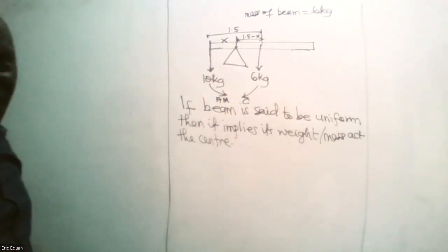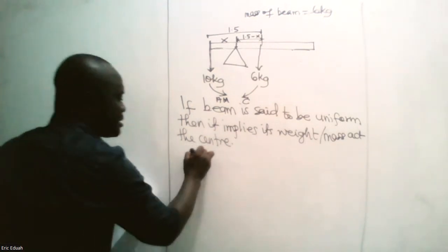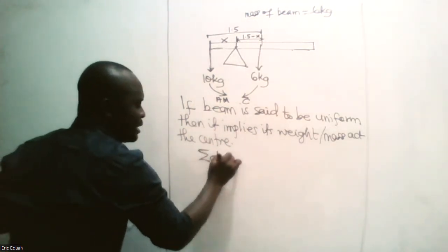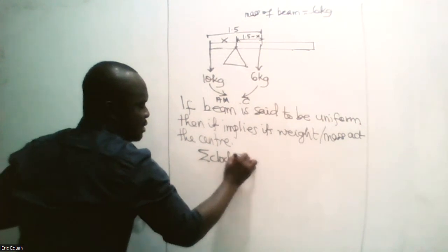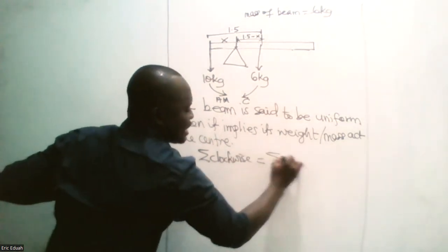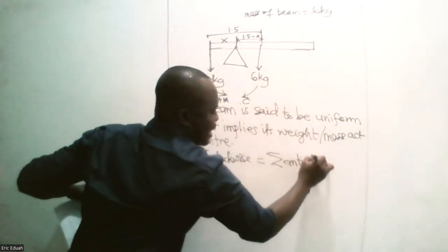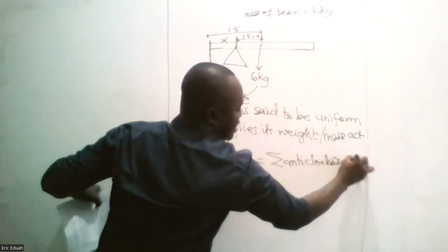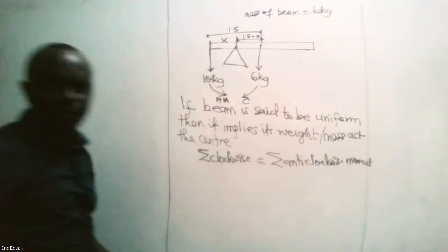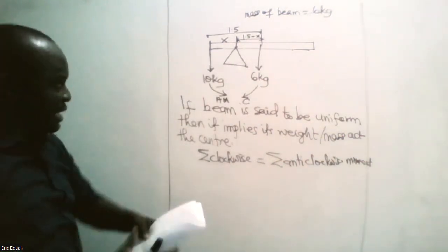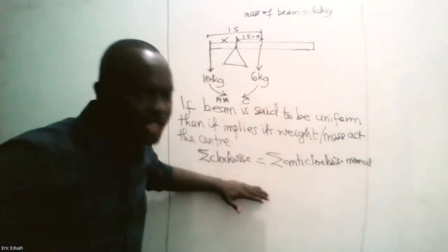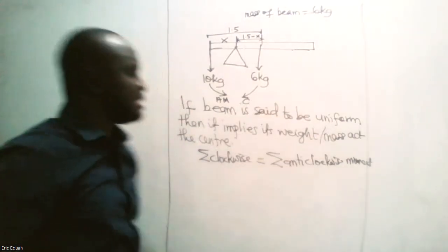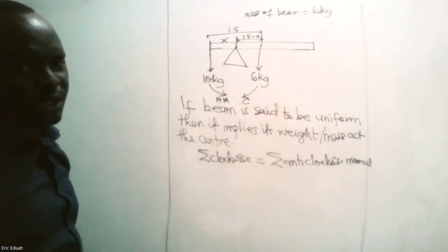The second principle of moments says the sum of clockwise moments must be equal to the sum of anti-clockwise moments. Fortunately for us, we only have one each. So it will be clockwise moment equated to anti-clockwise moment.